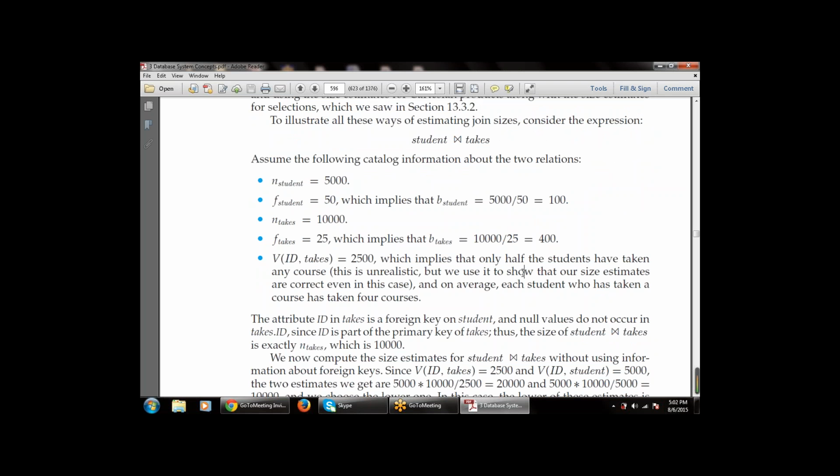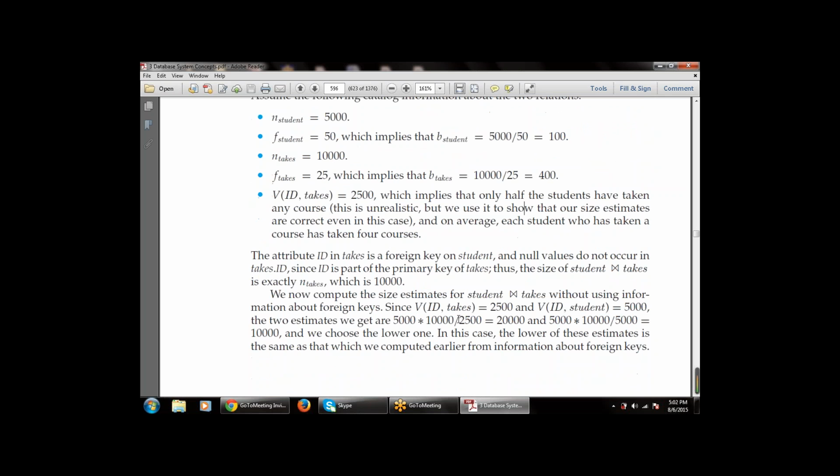That is unrealistic, but we can use it to show that our size estimates are correct even in the case of the average. The attribute ID in takes is a foreign key on student, and null values do not occur in the takes relation.